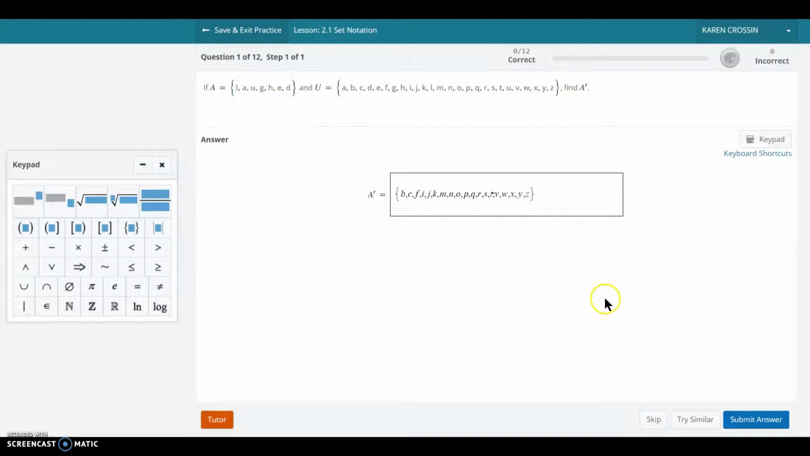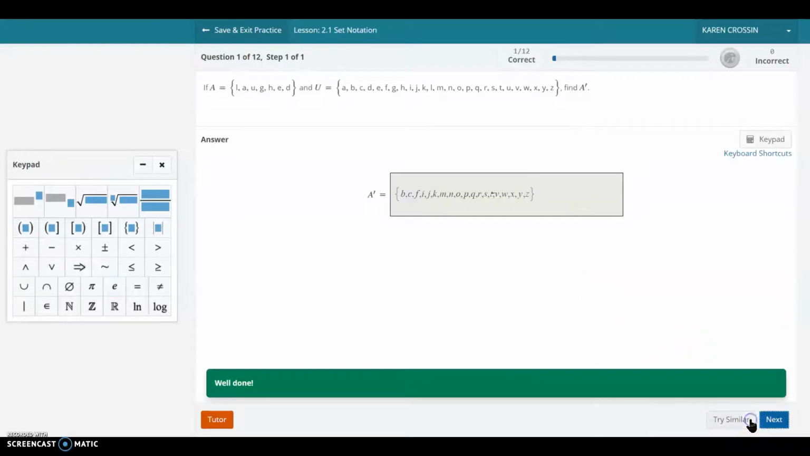So the alphabet minus laughter, which sounds very sad to me. Let's submit answer and see what it says. This time it says that we are well done. So yeah, a little bit quirky because it's online software. We're going to do a few more problems that are commonly missed, and that should hopefully help you get through your first or your second unit of the homework.